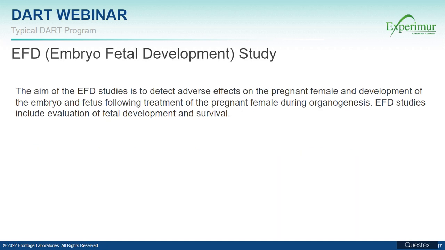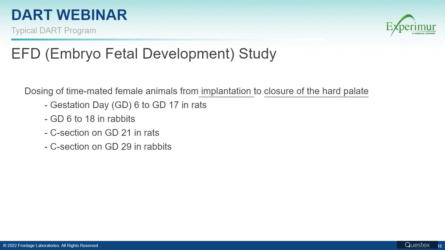Okay, let's start with the embryo-fetal development study. Again, the aim of these studies is to detect adverse effects during pregnancy in the female and to look at the development of the embryo and the fetus during this period of time, or during the organogenesis period. And there are specific sensitive periods, as Sapita pointed out, that we need to keep in mind. So the key in doing these studies is getting the timing right to make sure that we can assess potential risks during pregnancy.